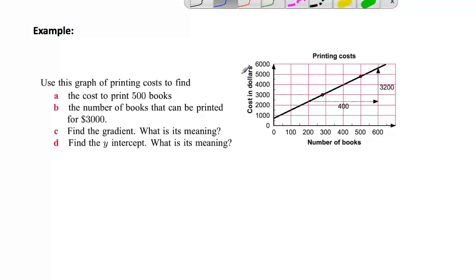Now here's another graph of a situation that shows direct variation. In this case, the cost in dollars rises directly with the number of books. It simply means that each book would cost the same amount, because that's a straight line going up. As the number of books increases at a constant rate, so does the cost in dollars go up at a constant rate, indicated by this straight line. Let's have a look at some of our answers here. It says, what's the cost of printing 500 books?